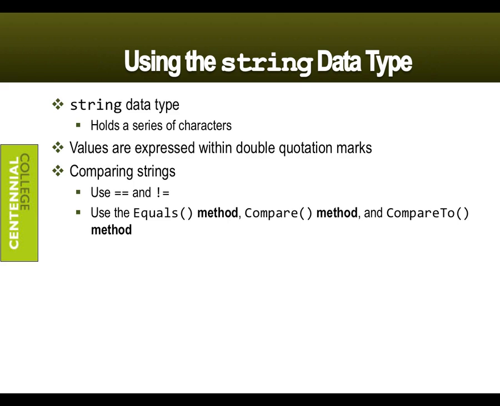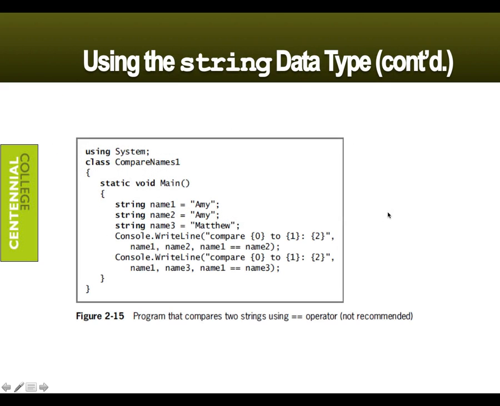Using the string data type. When I use string, I can use comparison operators with values. I can say if this value is equal to this other value. That works. You can kind of do the same thing with strings, but the challenge is what you really want to use is the equals method or the compare to method when it comes to strings. Let's take a look at some examples. Here's a string. Name 1 is Amy. Name 2 is Amy. Name 3 is Matthew.